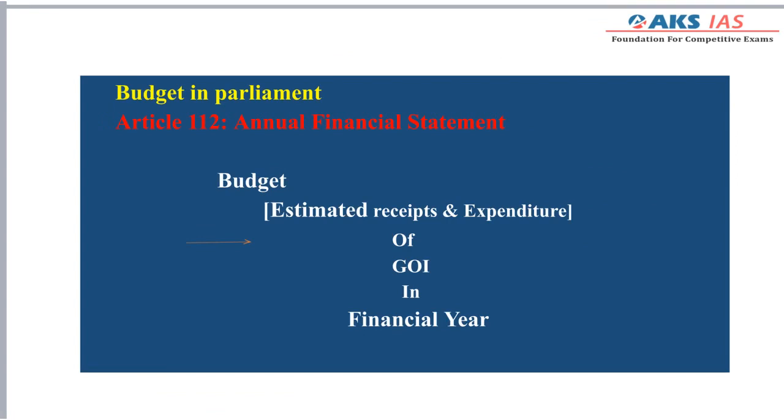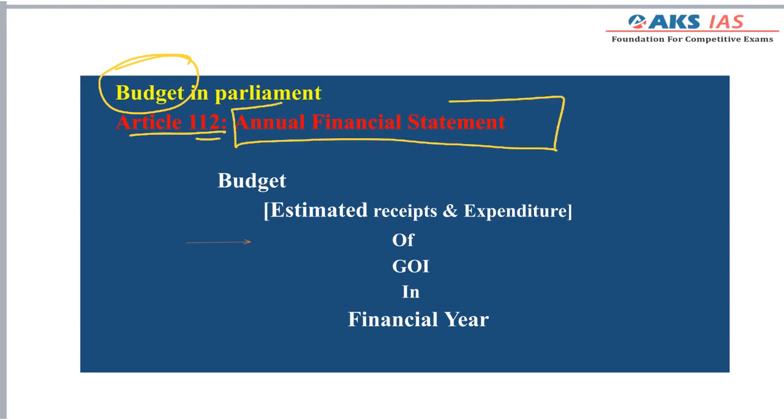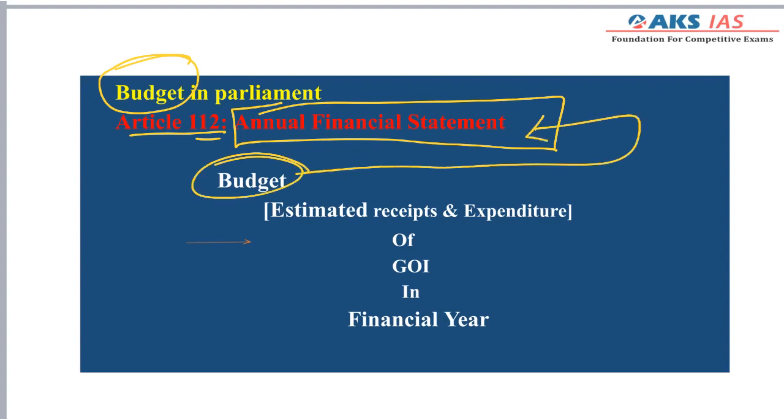Next, coming to the segment of the budget in the Parliament, the word budget is never mentioned in our Constitution at all. Under Article 112, they have mentioned it as the annual financial statement. But yet the word budget is more famous than the annual financial statement. So in this context, we'll be using budget more often than the annual financial statement.